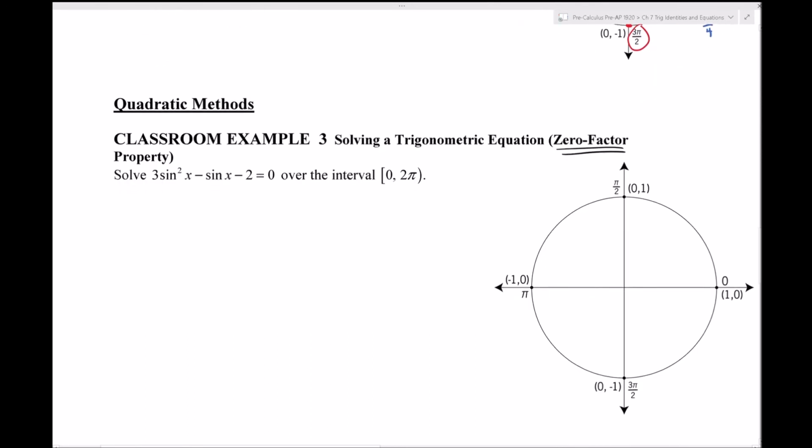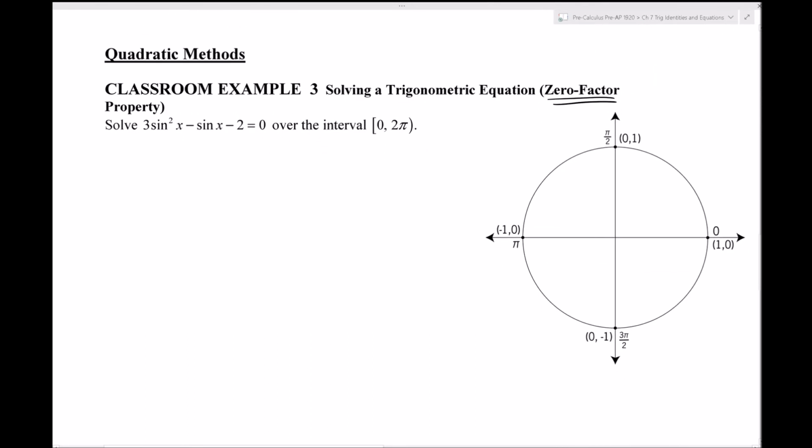Solve 3 sine squared x minus sine x minus 2 equals 0 over the interval 0 to 2 pi. Notice how they changed the format. This is in radians now and not in degrees anymore. So we're going to have to go back to radians, not degrees.